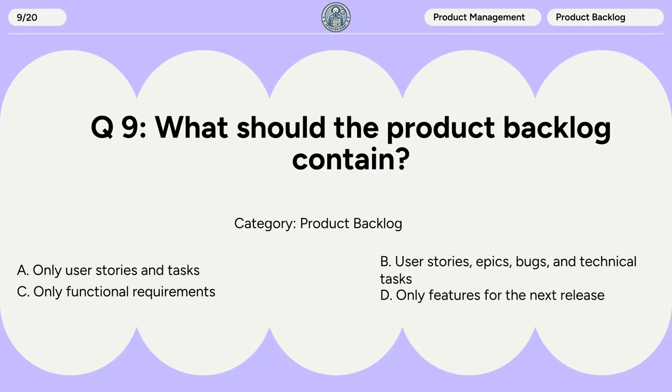Question 9. What should the product backlog contain? A. Only user stories and tasks. B. User stories, epics, bugs, and technical tasks. C. Only functional requirements. D. Only features for the next release.